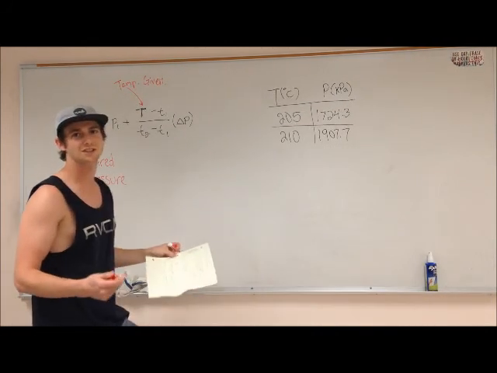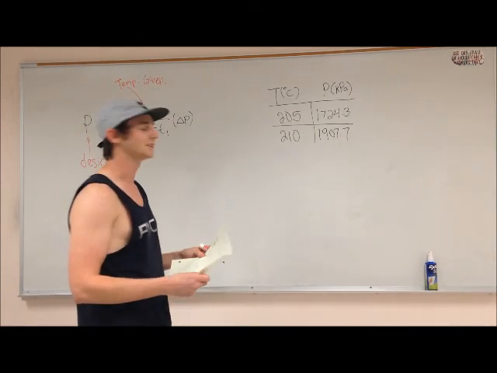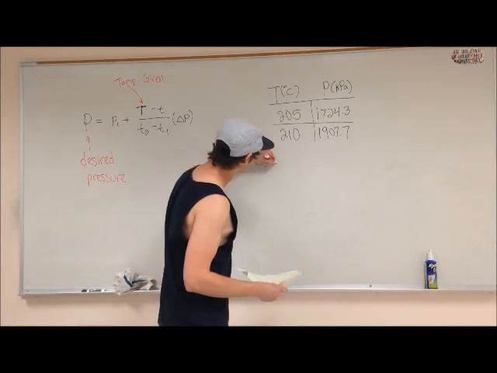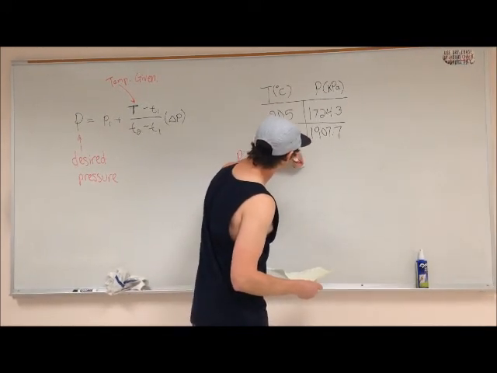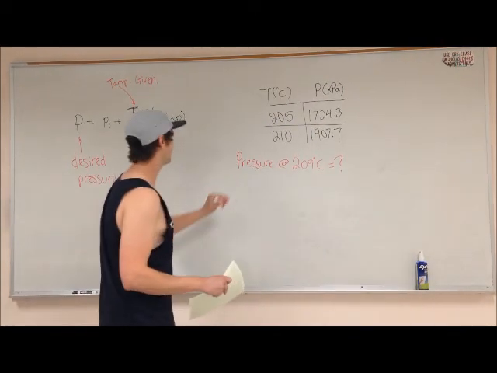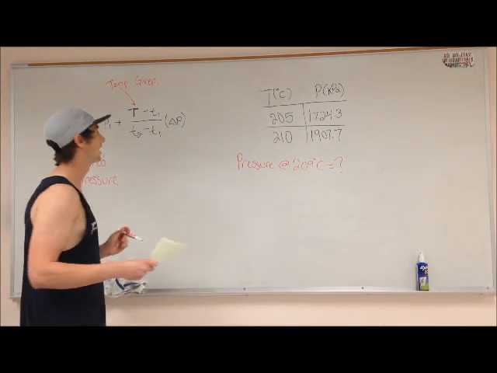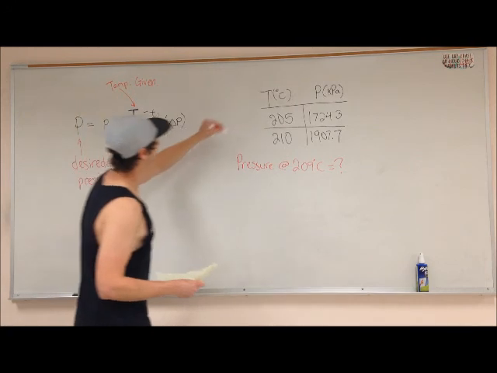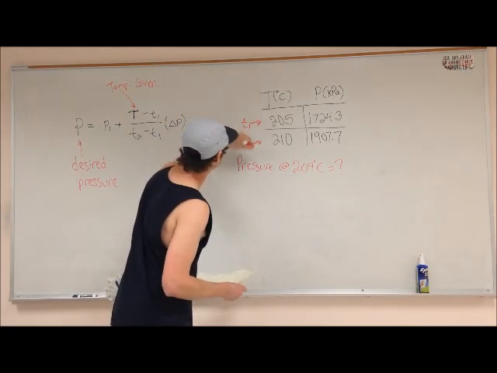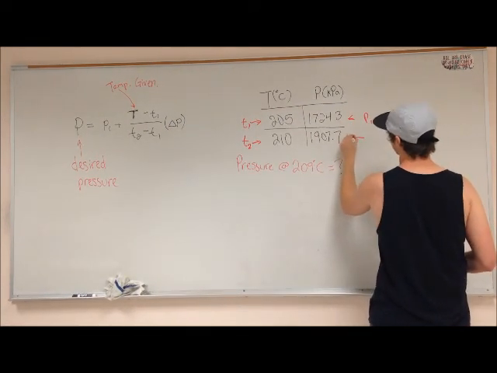Alright, so let's say, for instance, we want to find the pressure at 209 degrees Celsius. So our pressure at 209 degrees Celsius equals P. So that pressure would be our desired pressure. And in this case, this would be our T1. This is our T2. This is our P1. This is our P2.